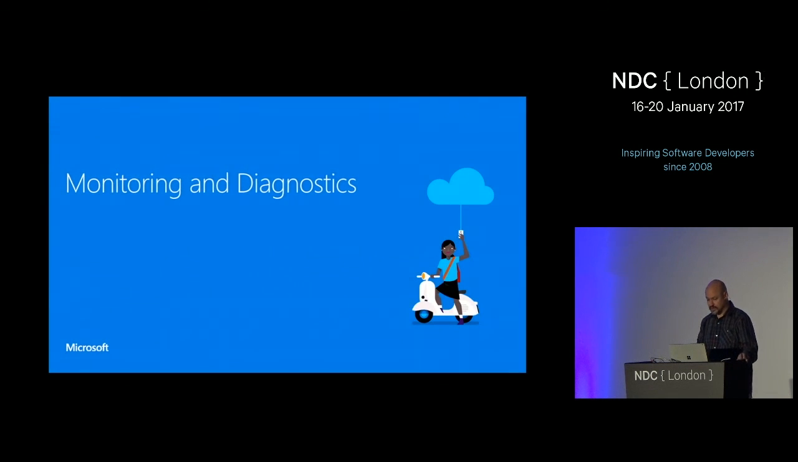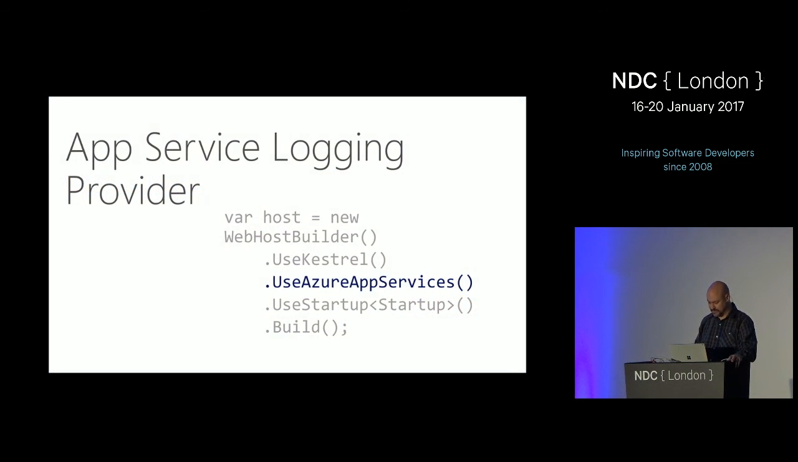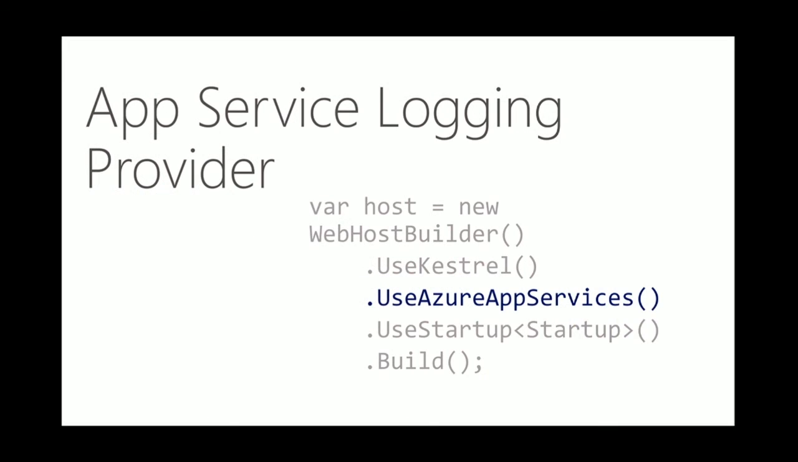All right, we're going to end up looking at some of the monitoring and diagnostic stuff. I've touched on a few of these. One that I pointed out before was logging. There's this really cool thing where you can just inline, you say, use Azure App Services. There's a package for an app service logging provider. And so it's a single one-liner in order to configure that.